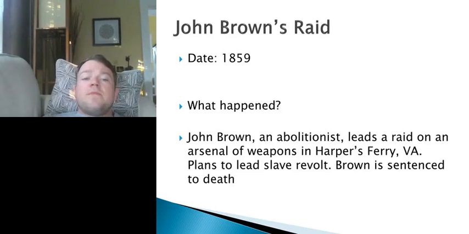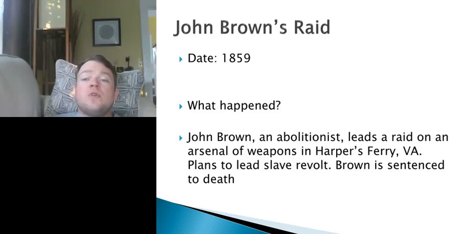1859, John Brown's raid. John Brown is going to be an abolitionist. He was a member and he took part in Bleeding Kansas. He was a free soiler in Kansas and was a captain of a free soil army of about a couple hundred men in Kansas. He's going to lead a raid on an arsenal of weapons in Harpers Ferry, Virginia.